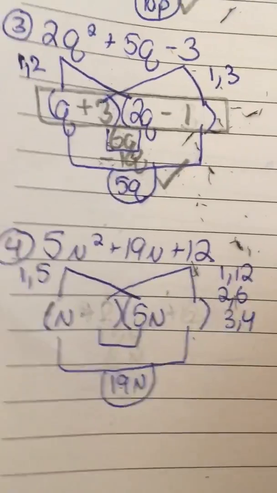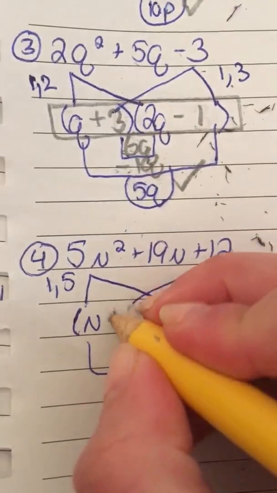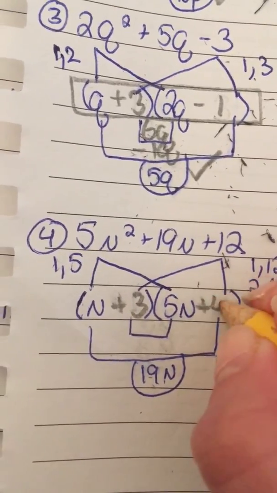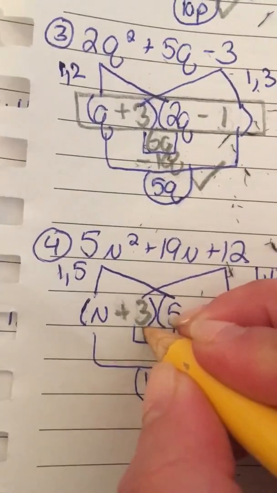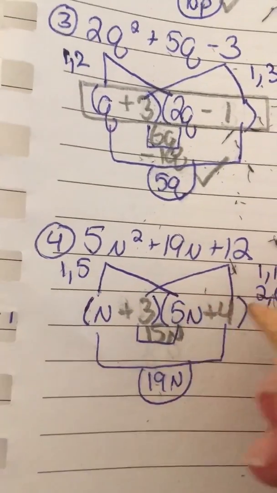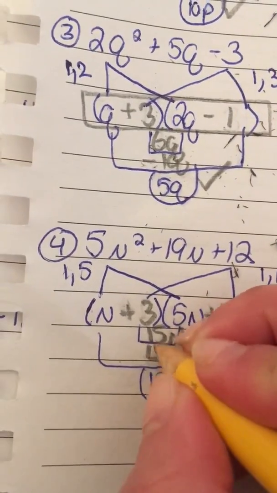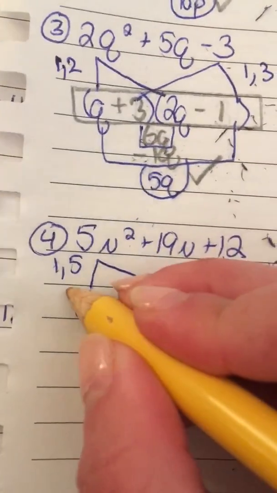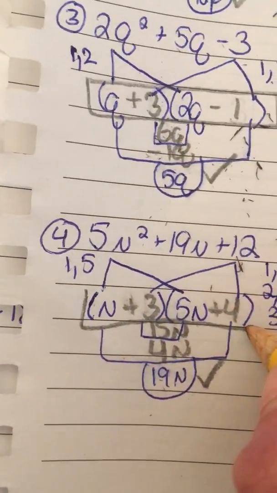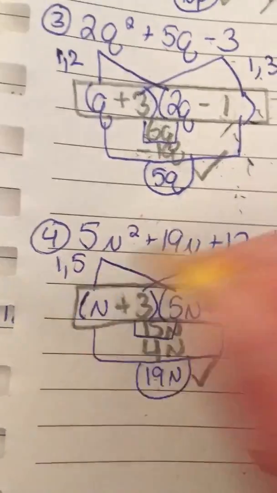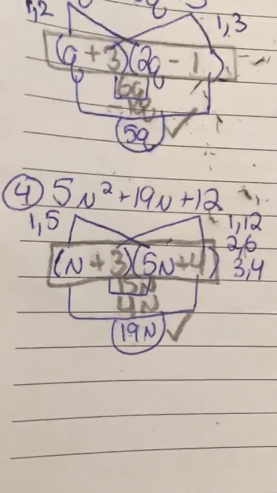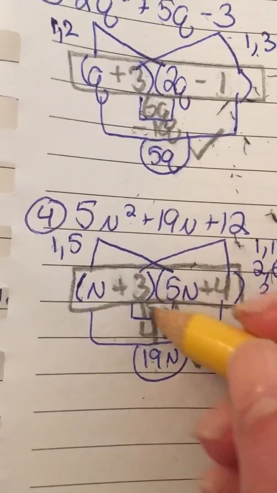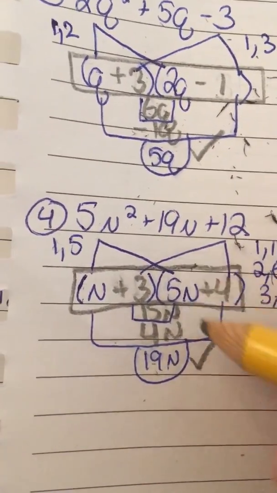Let's try our last one, 3 and 4. So let's do plus 3, plus 4. 3 times 5 is 15n, and 4 times n would be 4n. And 15 and 4 add to 19, so we're good. Your final answer is n plus 3 times 5n plus 4. So you can always check these using the FOIL method, which is basically what this is. That's your first, your outer and inner, and the combination of them, and then your last.